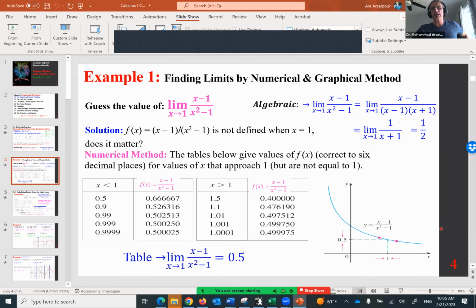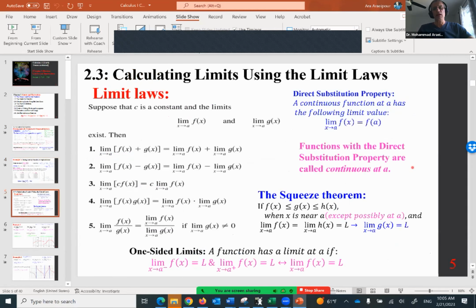We looked at this case from a different point of view, a numerical point of view, by coming close to one from both sides, a graphical point of view, and more importantly, an algebraic point of view. All of them result in the same answer, namely 1/2. We continue with limit laws, the concept of direct substitution, and the squeeze theorem.